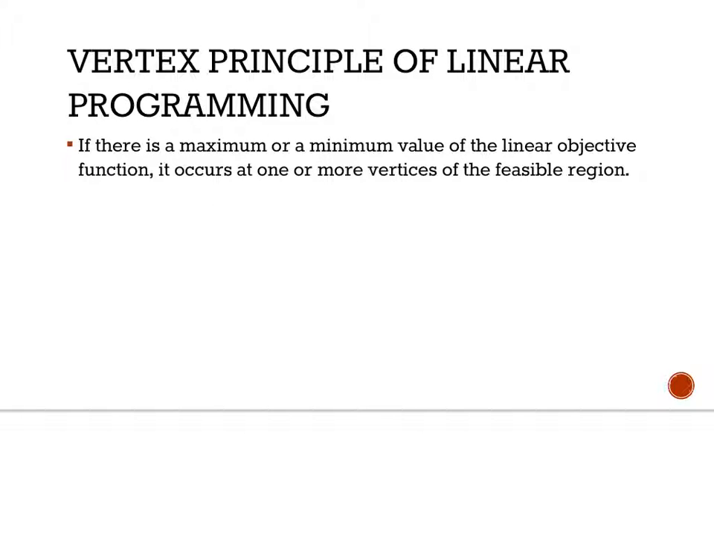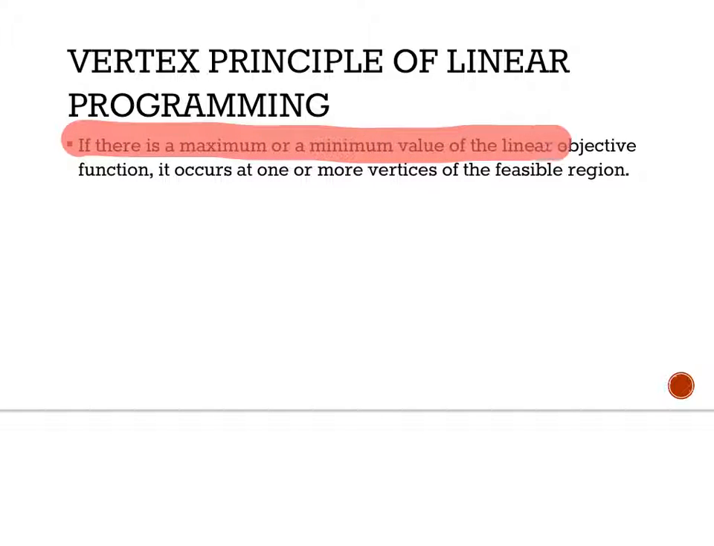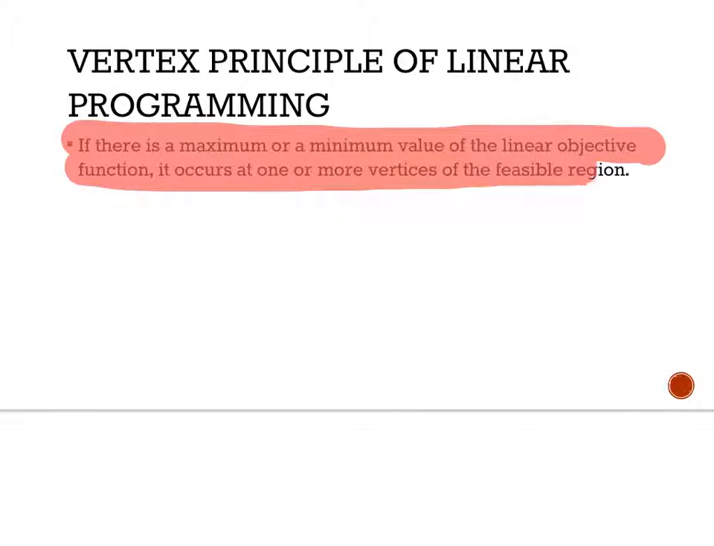Very important thing for linear programming. It's not going to make a whole lot of sense until you use it, but if there is a maximum or minimum value of the linear objective function, it occurs at one or more vertices of the feasible region. So the feasible region is going to be created by 2 axes, the x and y axis, plus your 2 lines. So it's going to create like a little shape in there. And at one of those vertices, that's going to be your minimum or maximum value.